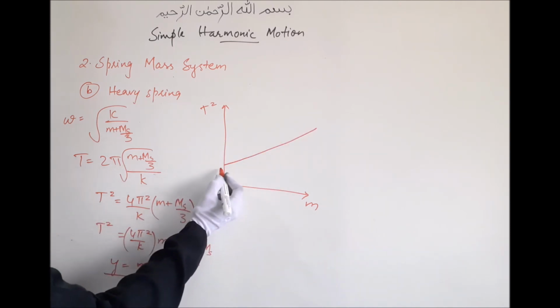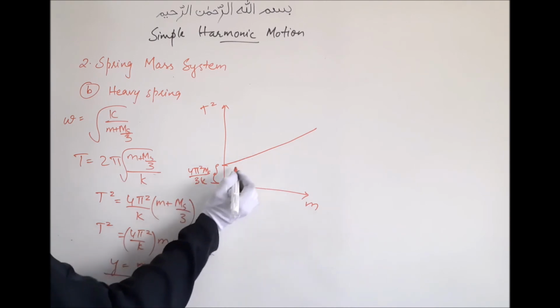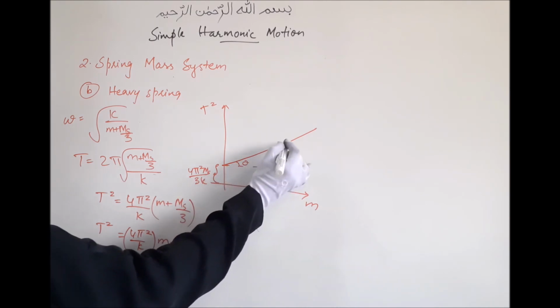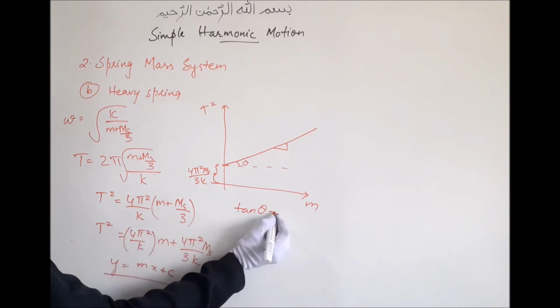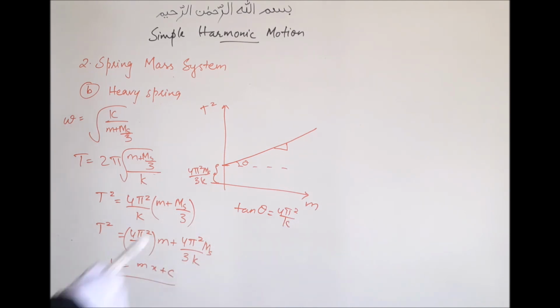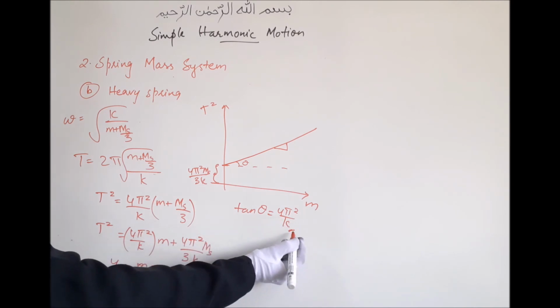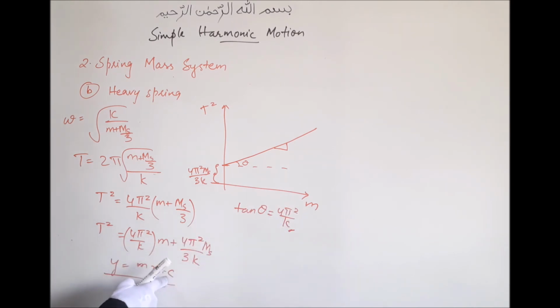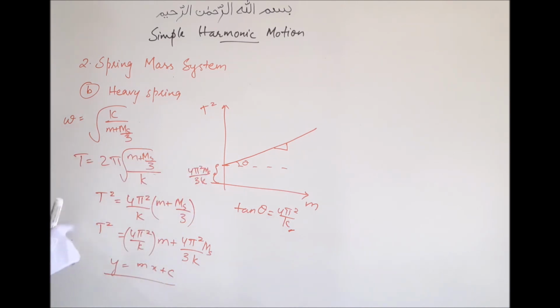I hope this is straight. Where this is the intercept c, which is 4 pi squared ms upon 3k, and this is some theta, and this is the slope. So slope is 4 pi squared upon k. We can also write that as tan theta is equal to 4 pi squared upon k. So if we know theta, we can get tan theta, and from tan theta we can get the value of k. We can put the value of k in the intercept, we can get the value of ms. From there we can substitute all that and get the time and get T.